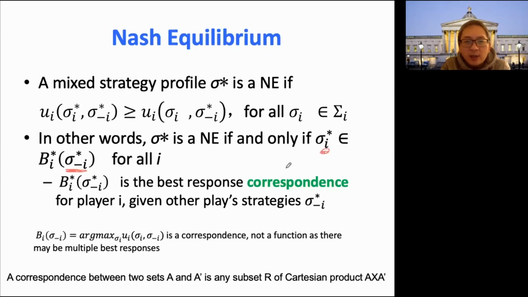The reason I say this is not a function is that if it were a function, it would just have one value. I will write down equal here, but this is sort of inclusion, meaning that the output of this correspondence is actually a set. So think about this B as a mapping from set to set. The definition of a correspondence is a map from a set to a set. In other words, I input a set and I output a set. Does that make sense?